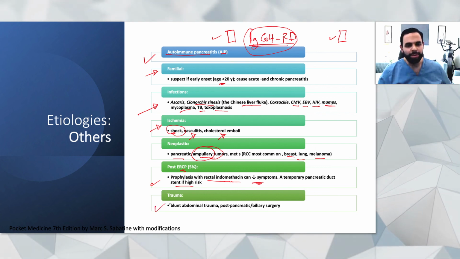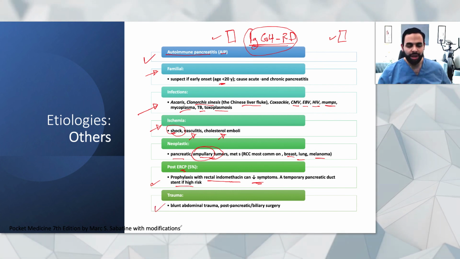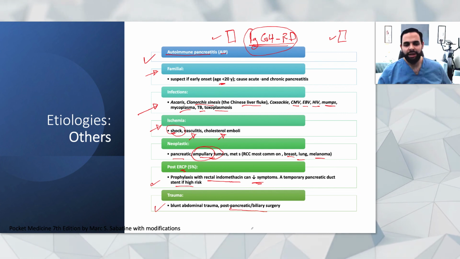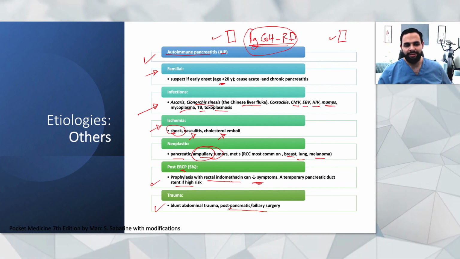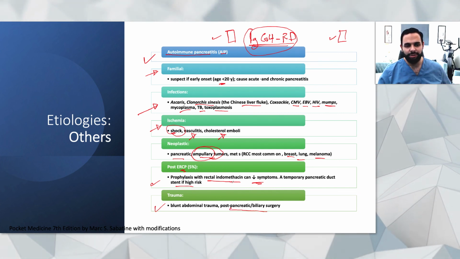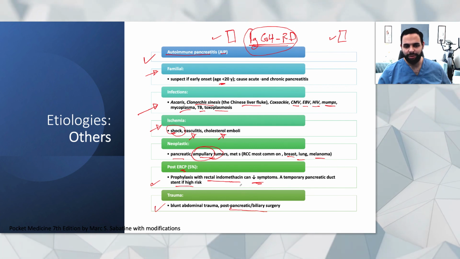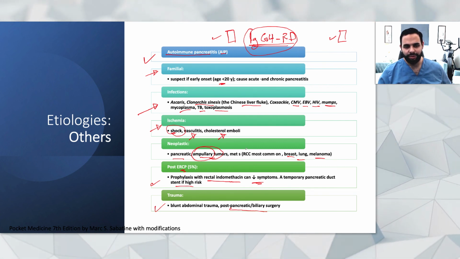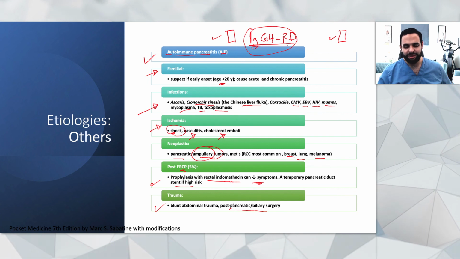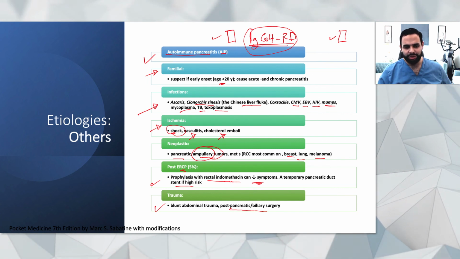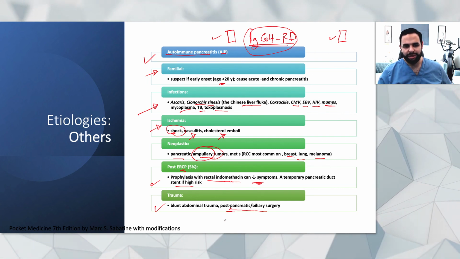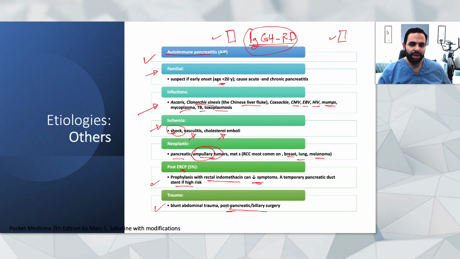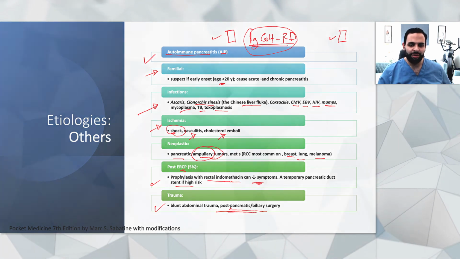Trauma, blunt abdominal trauma, and pancreatic or biliary surgery can also lead to pancreatitis. So someone may have had a pancreatic tumor, and that tumor is not ampullary, for example, and it was not obstructing the flow for whatever reason, and they went on to have a surgery. It was removed, and because of the surgical removal, they develop pancreatitis afterwards. And of course, a more likely scenario is a surgery around the pancreas.